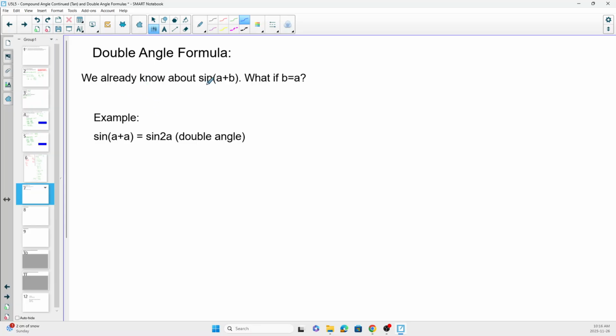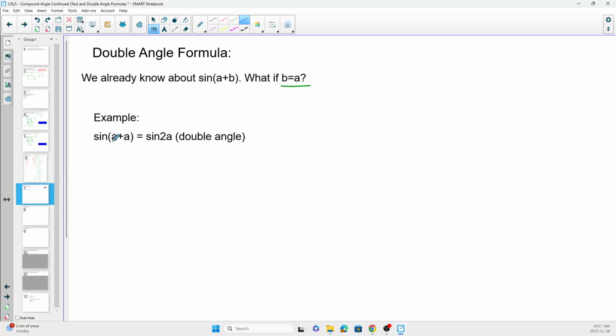All right, we already know about the sine of A plus B. That is one of our compound angle formulas, so we would have sine A cos B plus cos A sine B. But what if B was equal to A? In other words, what if we could rewrite that as sine A plus A, and we could also rewrite that as sine 2A, meaning we have a double angle. So a double angle could also be a sum of equal parts of that angle. So here we have this sine 2A, and we're going to use what we know about our compound angle formulas to create some formulas for double angles.